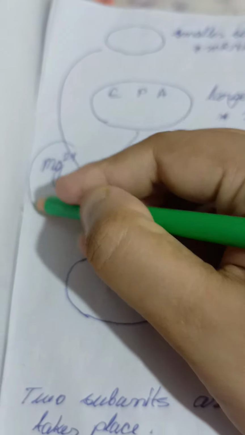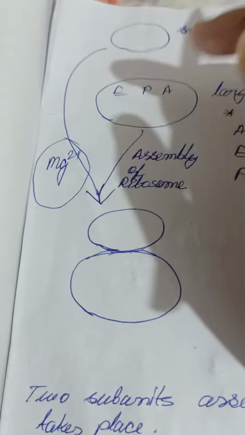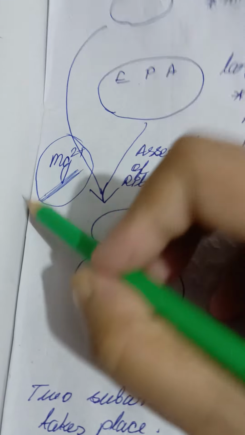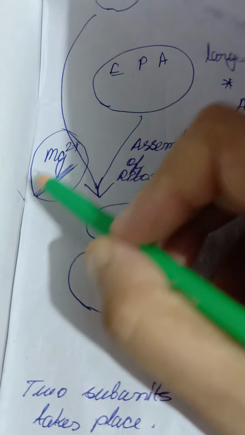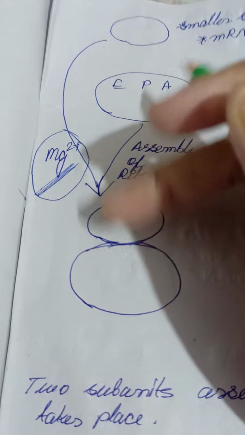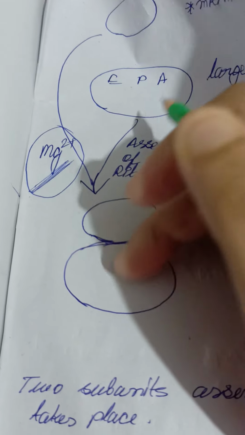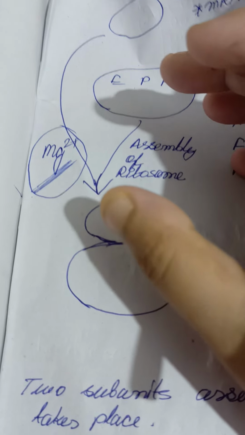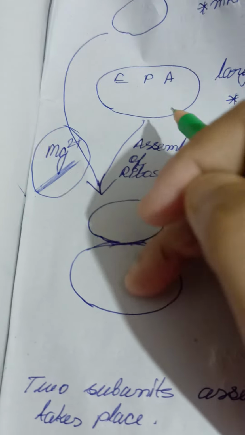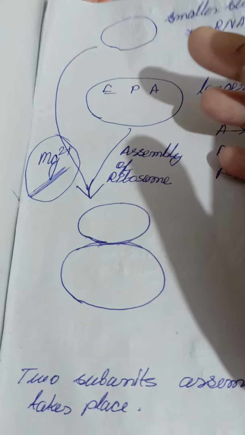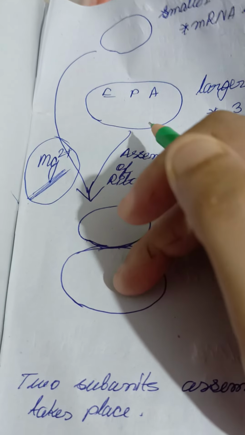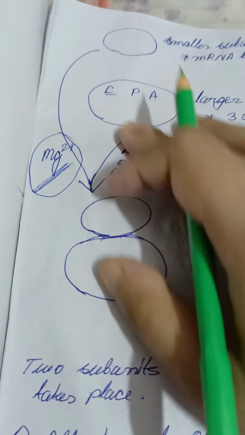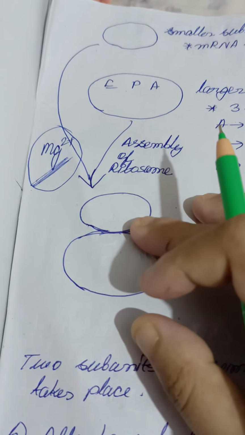And here is another very important thing: magnesium ion is required, and it is required in a particular amount. Less magnesium or more magnesium will not help in binding of these two subunits. So a particular amount of magnesium ion is required for binding these two ribosomal subunits, and then protein synthesis will begin. So now it is the first step.